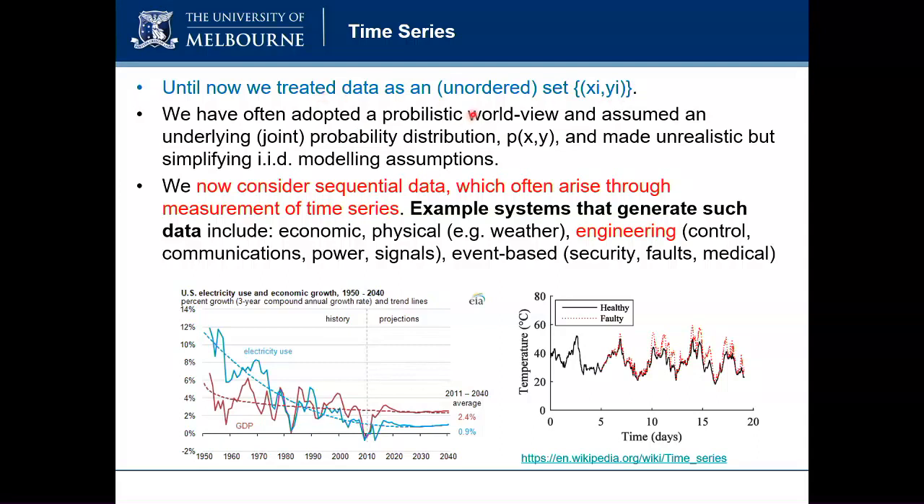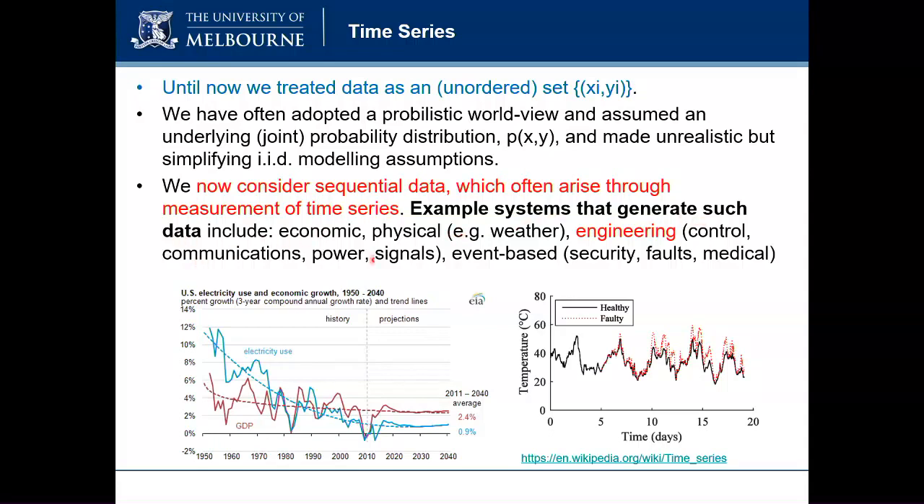So now we look at time series, where data is ordered by time. There's a sequence to the data, right? Until now, because of the unordered nature, we could adopt the probabilistic worldview: there's an underlying joint distribution that generates the data, the IID modeling assumptions. Now we consider sequential data, which often comes from time series, and from systems.